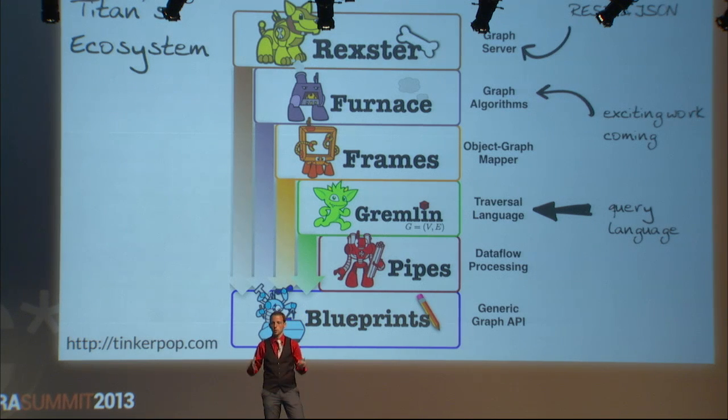So Titan itself, being a graph database, is important. But as important is the ecosystem in which Titan is embedded.